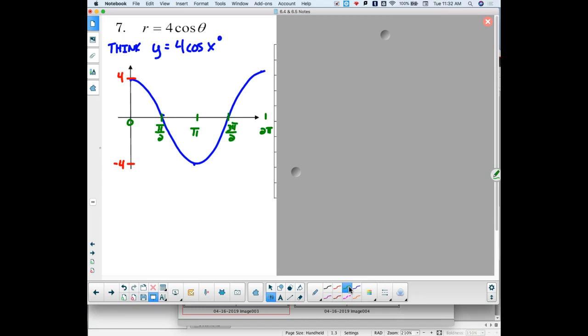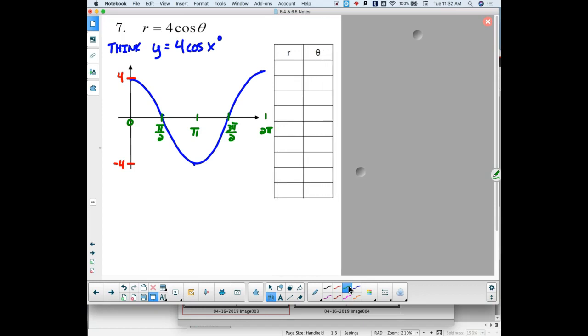So now, let's fill in my table in the polar graph. Okay? So we're actually going to fill this in. It's kind of a goofy one, because remember, this is y now, and that is x. So we're thinking reversed here. Okay? So at theta is 0, what is my r value?